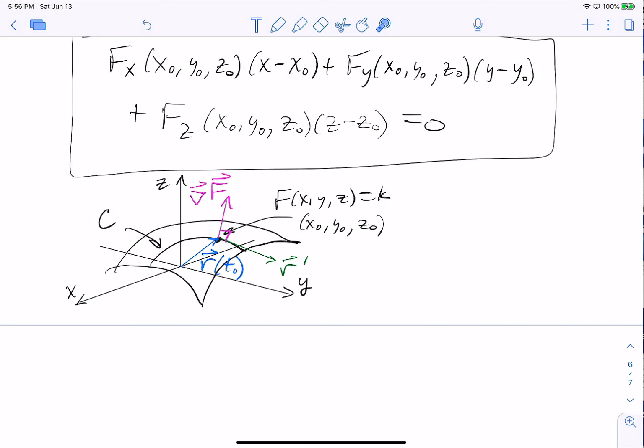So a surface on which is a curve. There's a point on the curve. It's r prime of t naught. At that point, there's a tangent vector r prime. Orthogonal to r prime is the gradient vector del f.